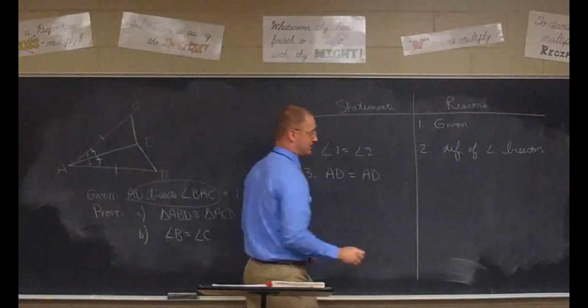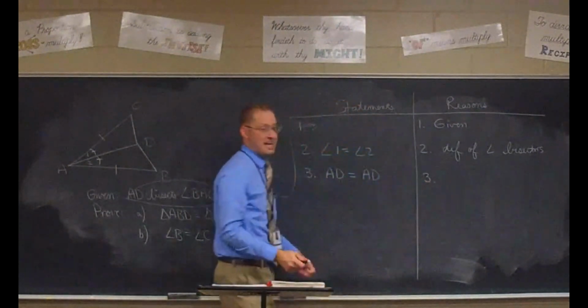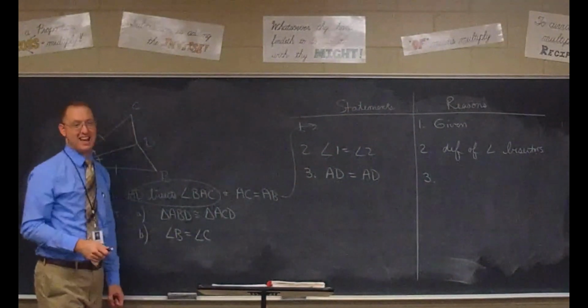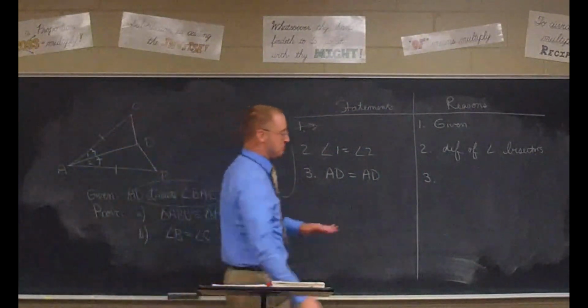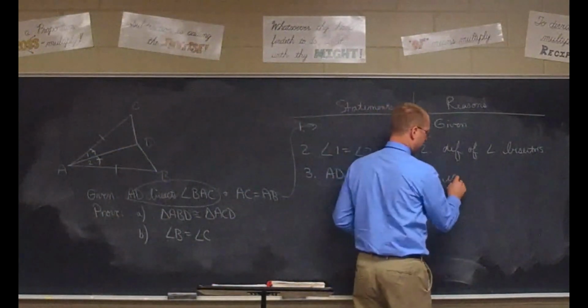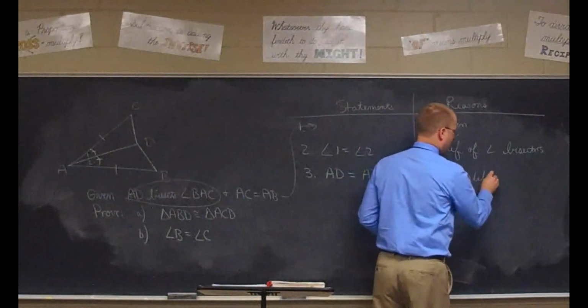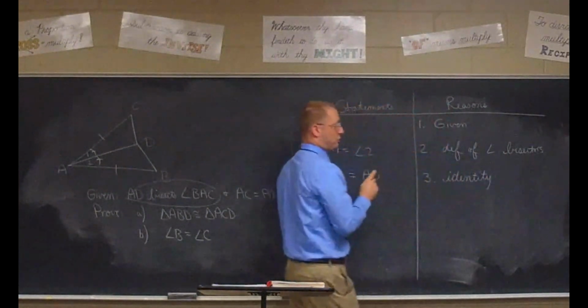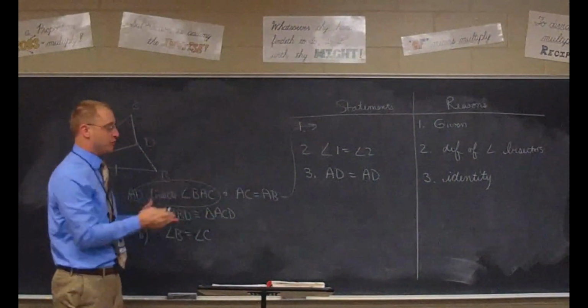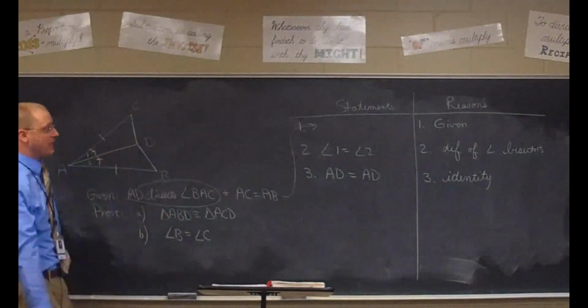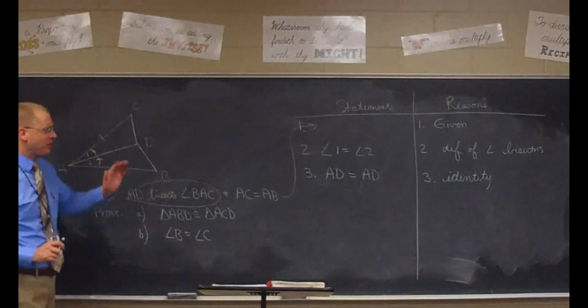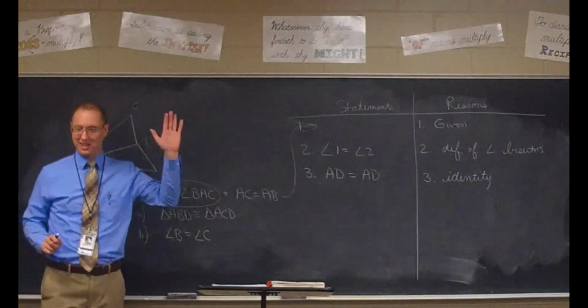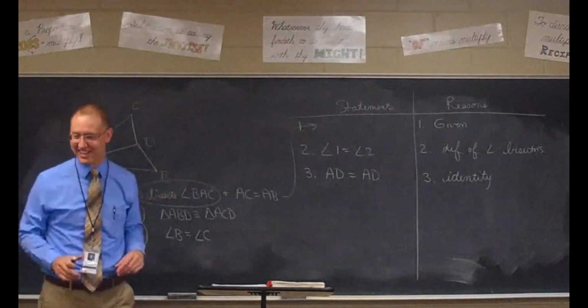Number 3. They said to you that AD is equal to AD. You didn't know this at the time, but what's our reason that AD is equal to AD, class? Identity. And again, that was something we were supposed to go over yesterday in class before you got to this homework assignment. So identity is what we should have written. You had no idea because we hadn't talked about it yet. I'm curious, what did you all write for number 3 since we hadn't talked about identity yet? Audrey, what did you write?